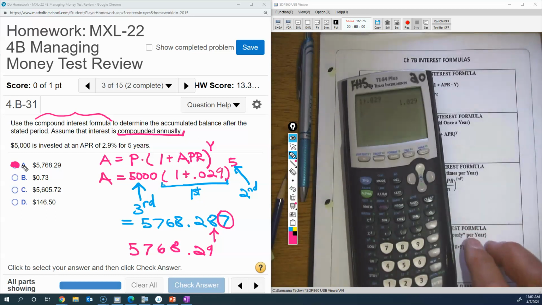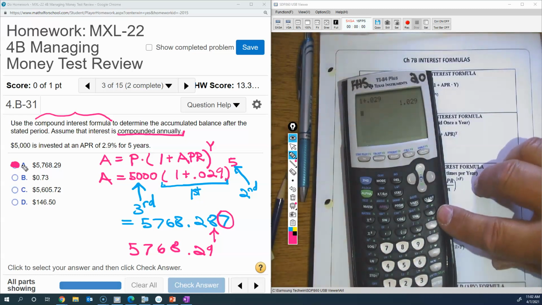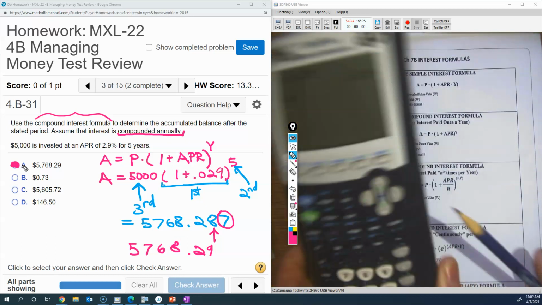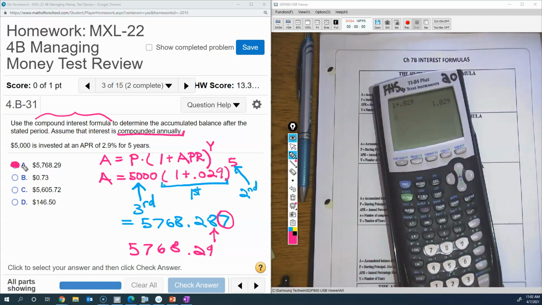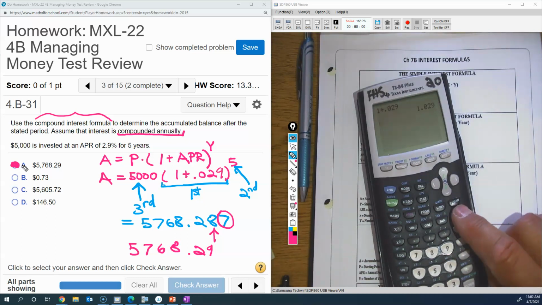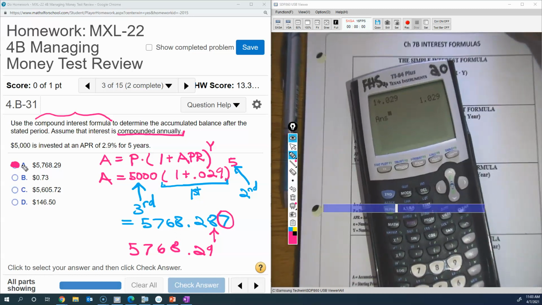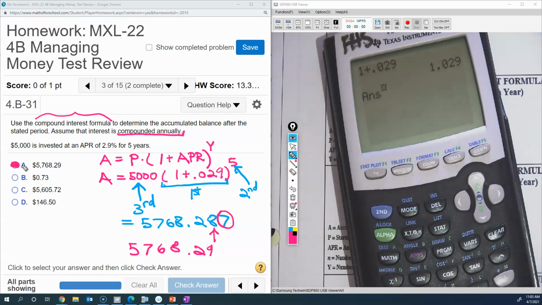Okay, now the power key on your calculator is this arrow key right here, right above the division. It's kind of blurry. That's the exponent. So to do an exponent, I just go exponent, and it's going to take the previous answer. That's what the ANS stands for. It's taken the previous answer and now 5. So that's A.